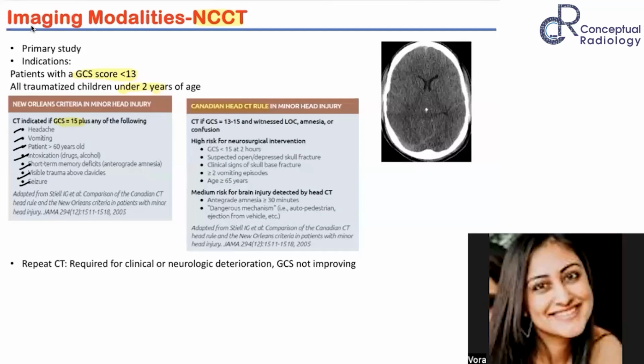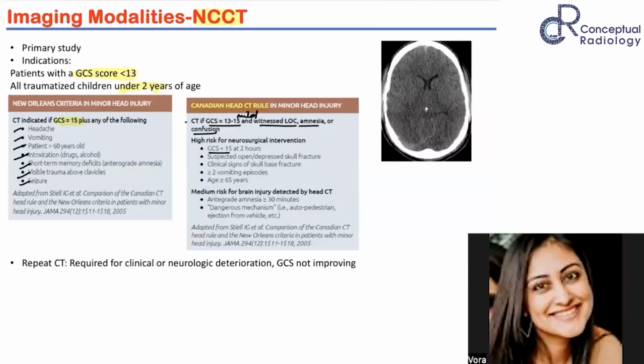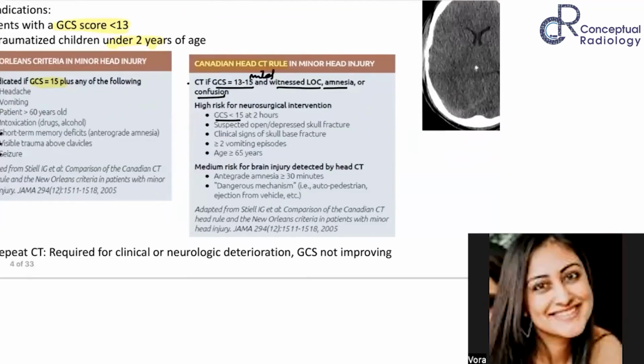Then, what does the Canadian HCT rule add here? They say if GCS is 13 to 15 and witnessed loss of consciousness, amnesia, or confusion. So, basically, they are saying if there is any focal neurological deficit in a mild head injury, then we should do it. Any GCS which is less than 15 at 2 hours, so delayed also at 2 hours, if it is lesser than 15, that is an indication. Suspected open or depressed skull fracture, skull base fracture, vomiting two or more.